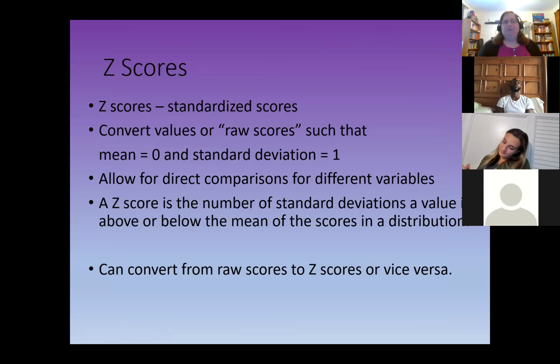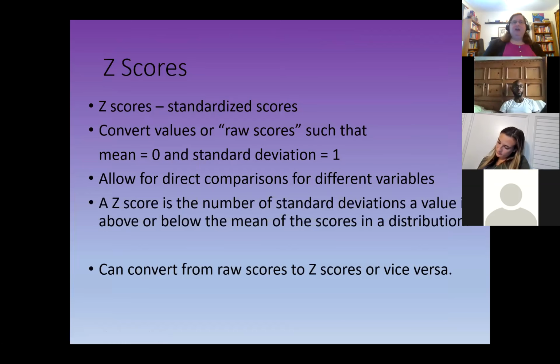Z-scores. Let's talk about Z-scores. Z-scores are standardized scores such that your mean will be 0 and your standard deviation will be 1. What this does is it allows for the direct comparison of different variables. And I'll explain what we mean by that in just a moment.